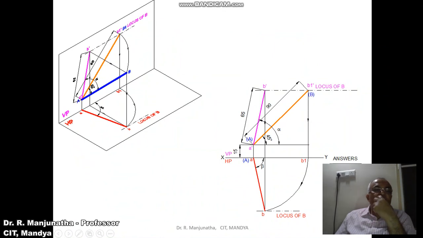So you're going to get this point. So then you know the true length and its inclination. So you're going to get the locus of B in the front view. And since he has given the front view distance, you can cut it here. So you're going to get the front view.